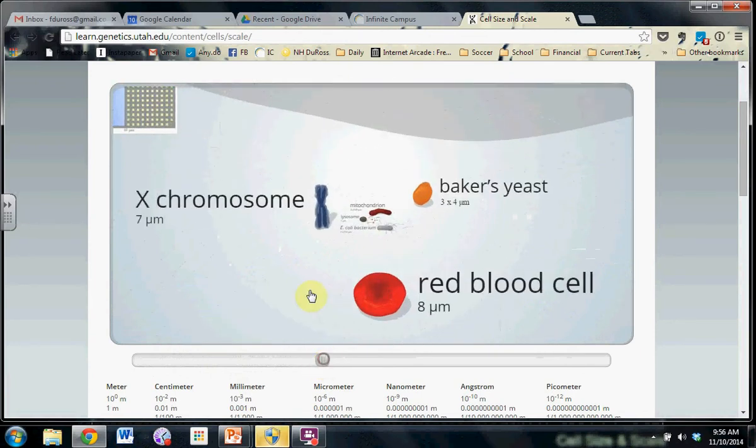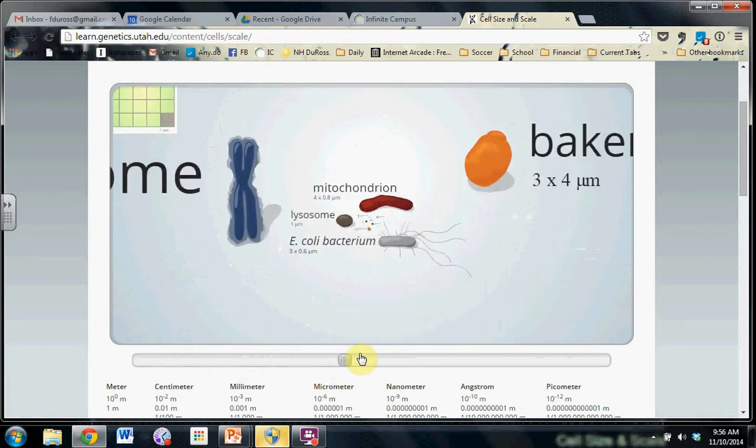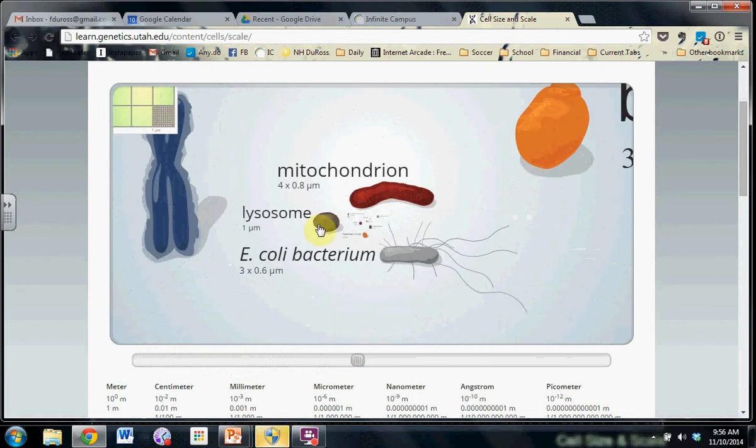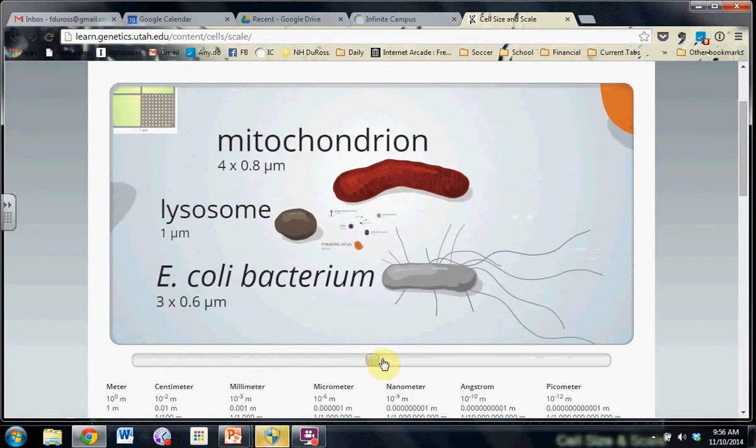Within cells, we have chromosomes that are within the nucleus, yeast. And then we start to get below the level of a cell, like mitochondria, a cell organelle, which we're going to be talking about. A lysosome is a cell organelle, a part within a cell. This is a bacteria. Bacteria are the smallest living organisms. Now we're getting to just fractions of a micrometer, very, very small.